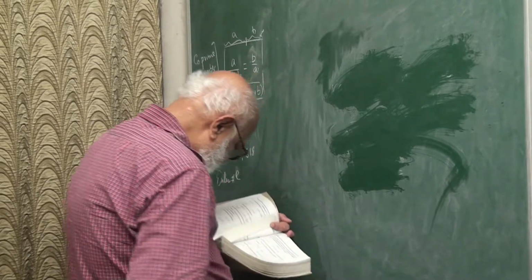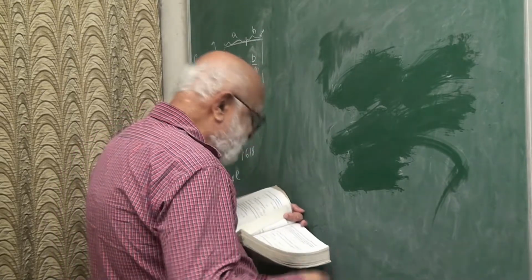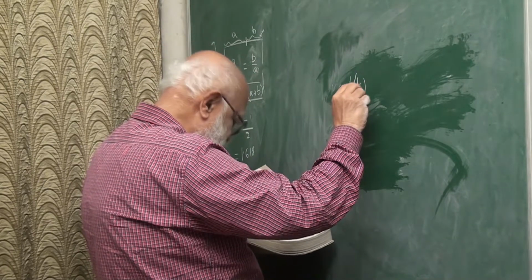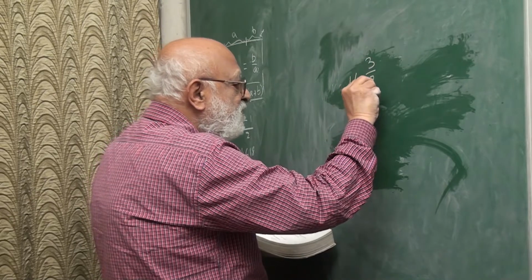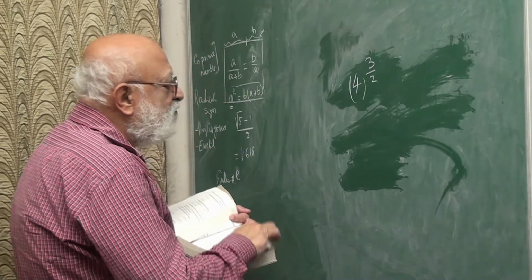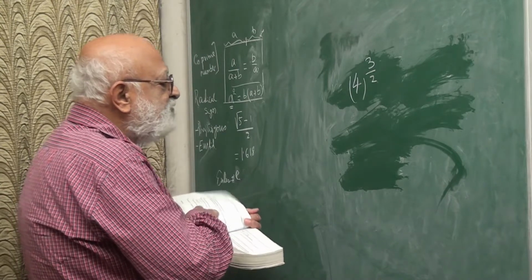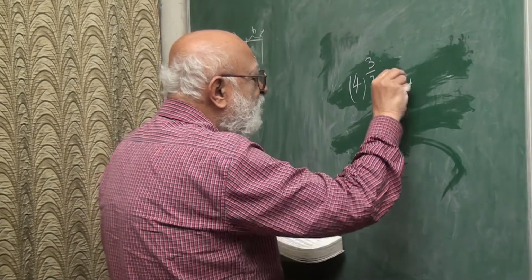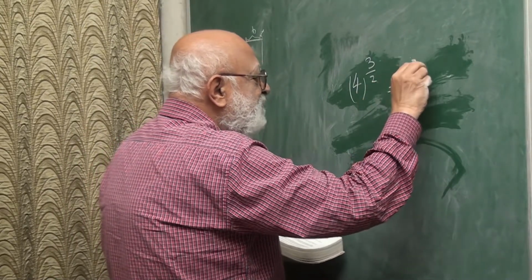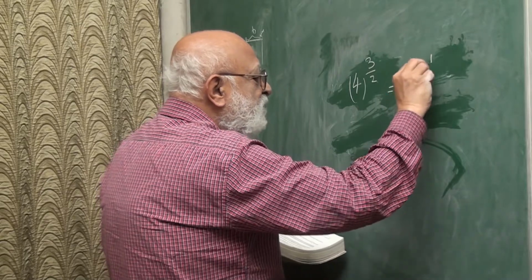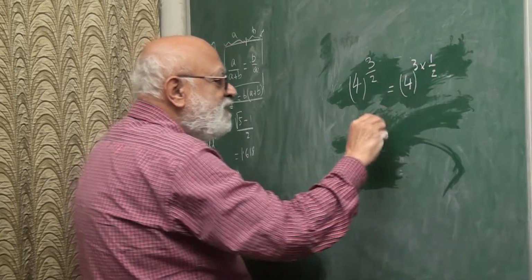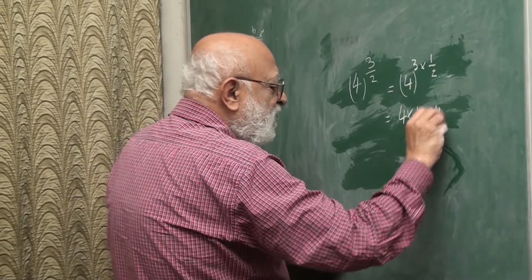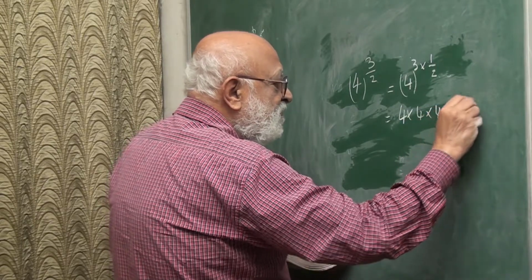In the book I was looking for some examples, and there is a very nice example. Let us take 4 to the power 3 by 2. So how can I do it? What are the ways I can do it? First of all, I can separate it and say this is 4 cubed, and then this is also to the power half. What is the cube of 4? That is 4 into 4 into 4, that is equal to 64.